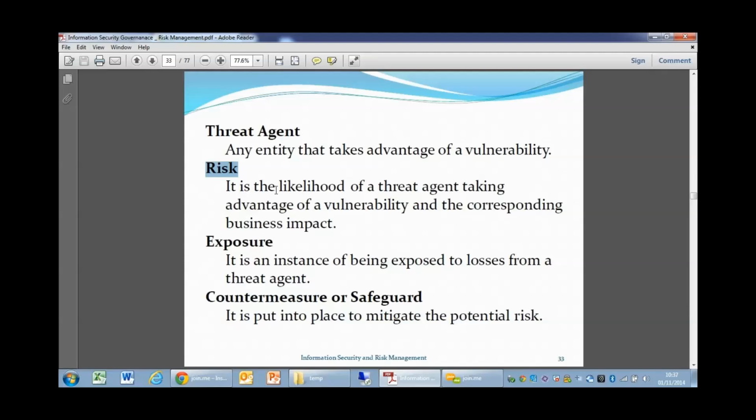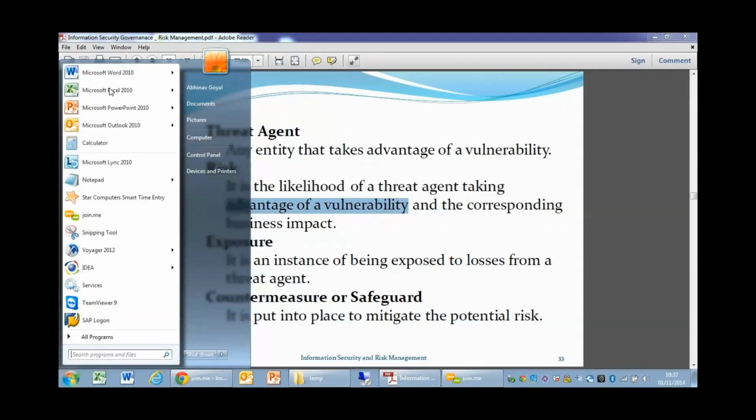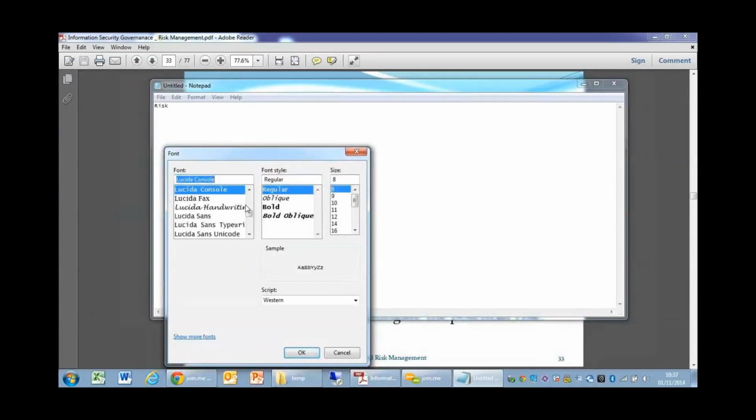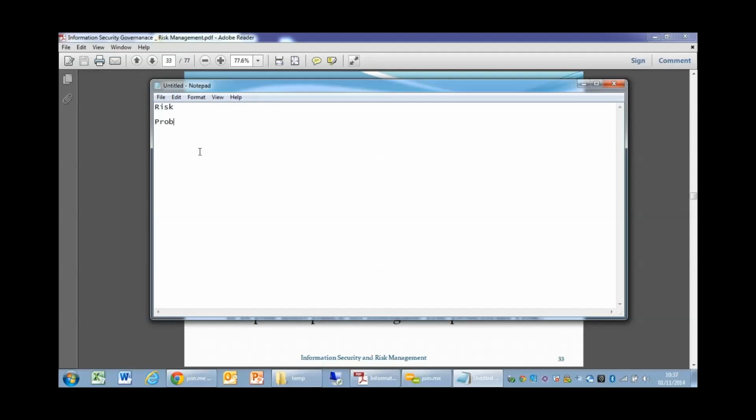What do we understand by that? Risk is nothing but the likelihood of a threat taking advantage of a vulnerability. Let me put it in a different way. Risk is nothing but the probability of a threat exploiting a vulnerability and leading to financial losses. Please remember this, memorize this, try to understand this. This is one of the good ways to define risk.